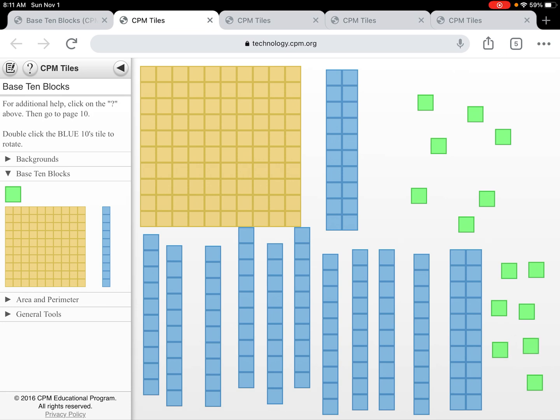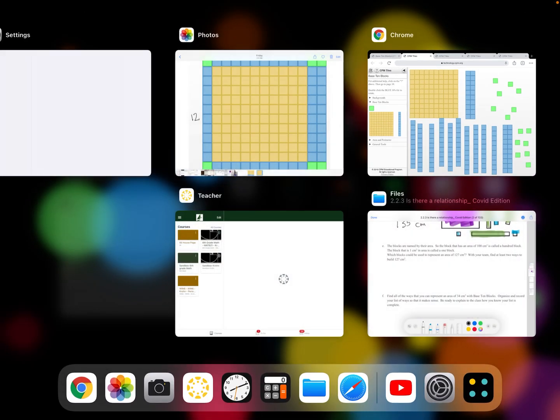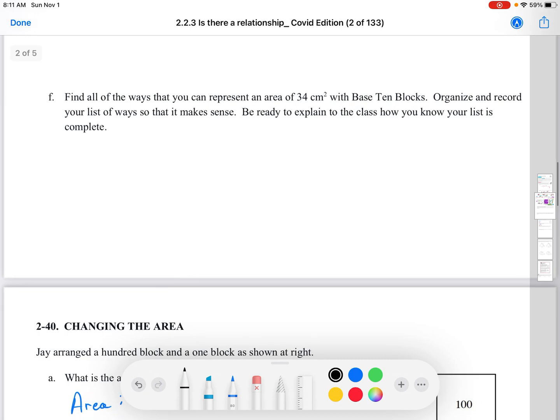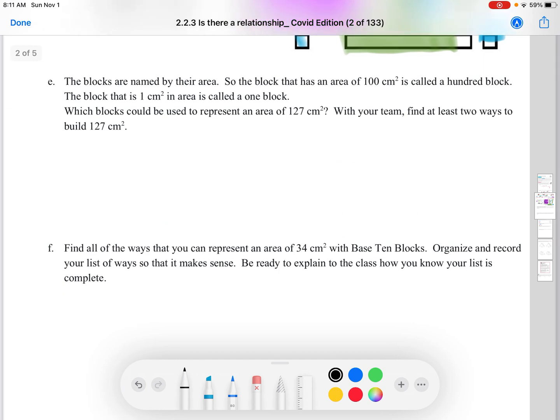You could do it another way. You could break the 10 down into 10 individual pieces, couldn't you? Okay. I want you to go ahead and copy those down for this. Now, we're going to find all the ways you can represent an area of 34. I'm going to let you do that. Kind of already led into that through the 127.